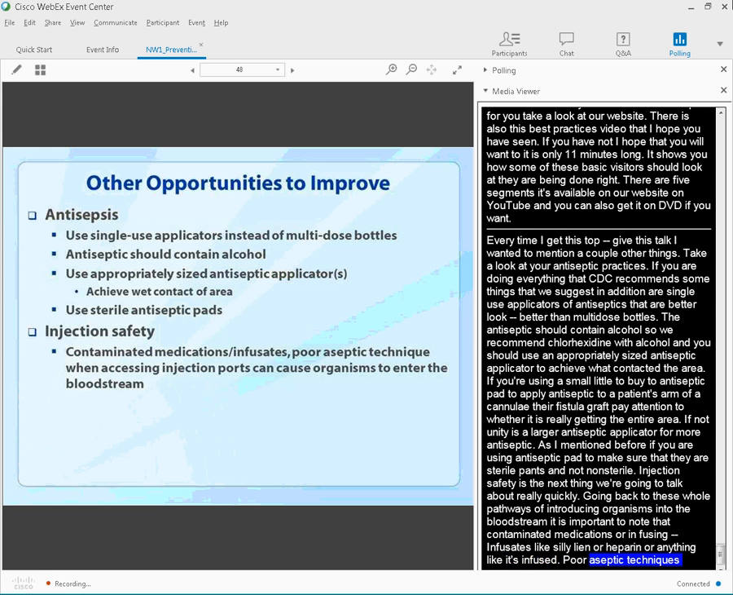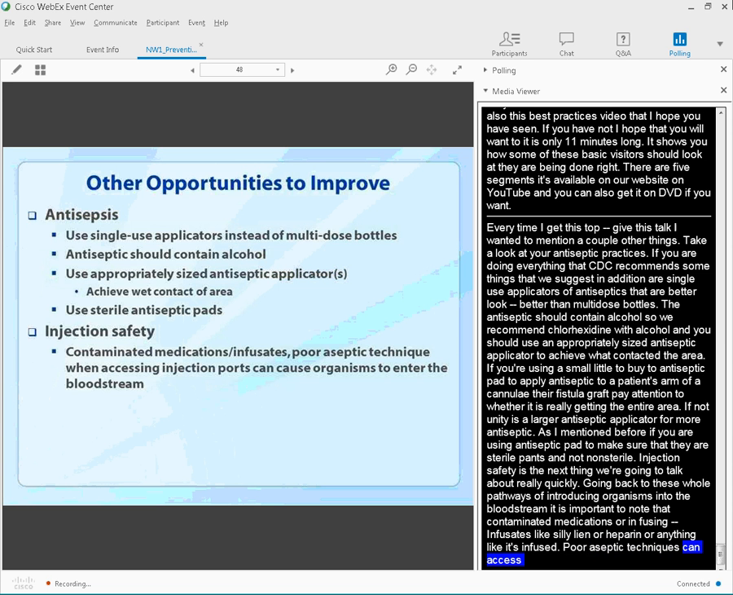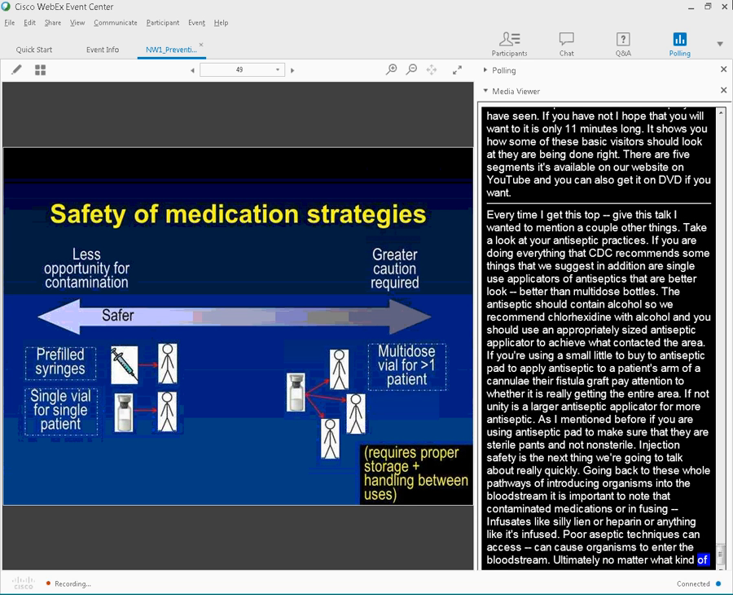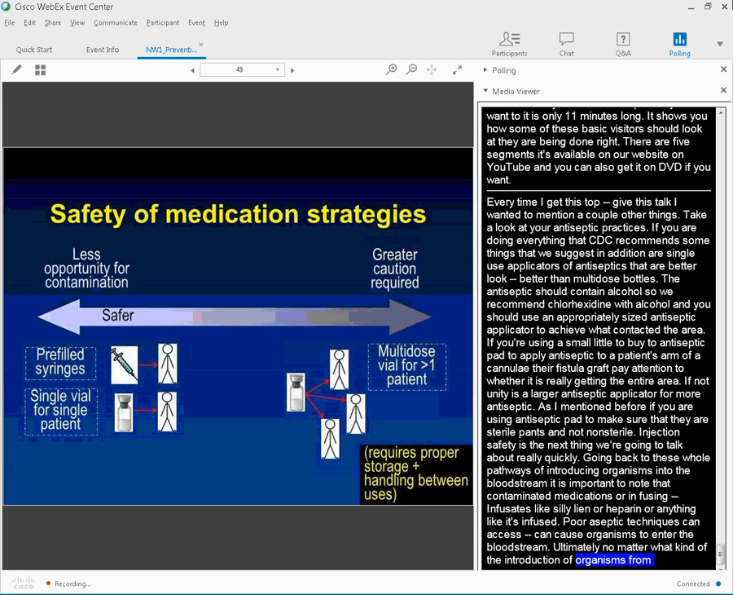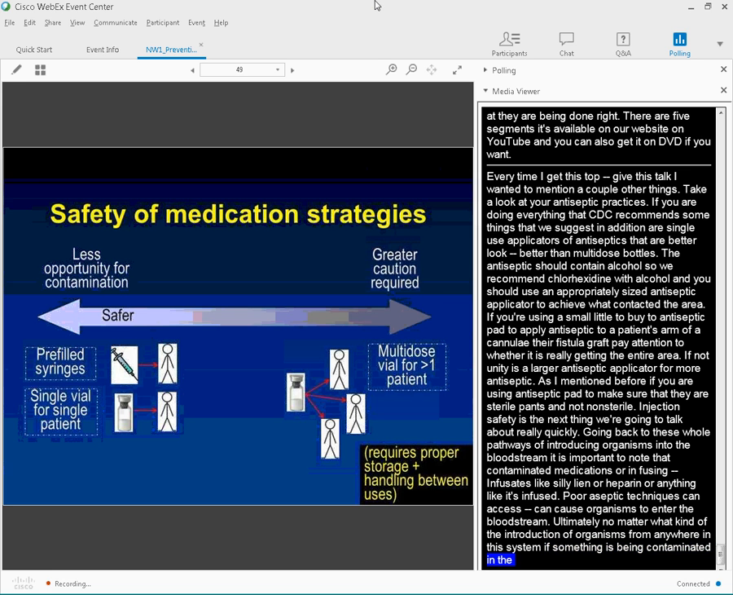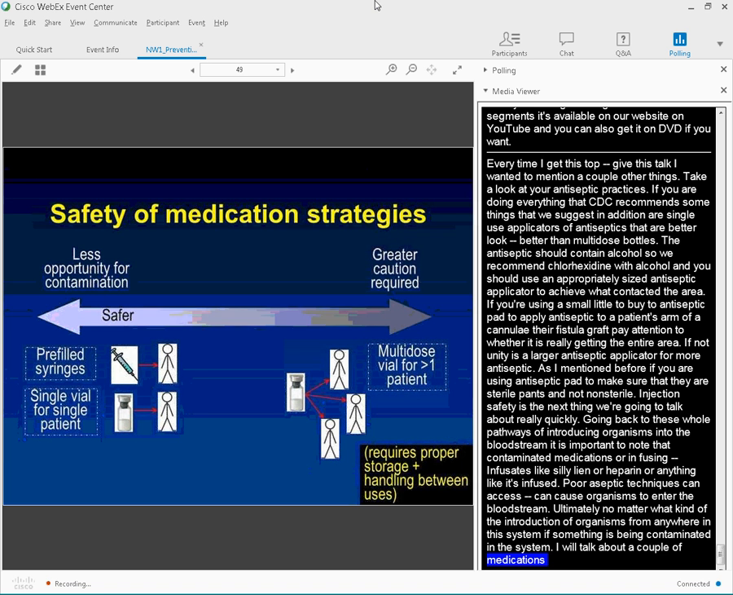because ultimately, no matter what kind of vascular access you have, you are connected to a catheter for the hemodialysis process, and that opens you up to introduction of organisms from anywhere in the circuit if something that's being infused into the circuit is contaminated. So I'm going to talk about a couple of medication strategies and sort of the safety continuum. There's lots of different ways to handle medications in a dialysis center, and some ways are safer than others.